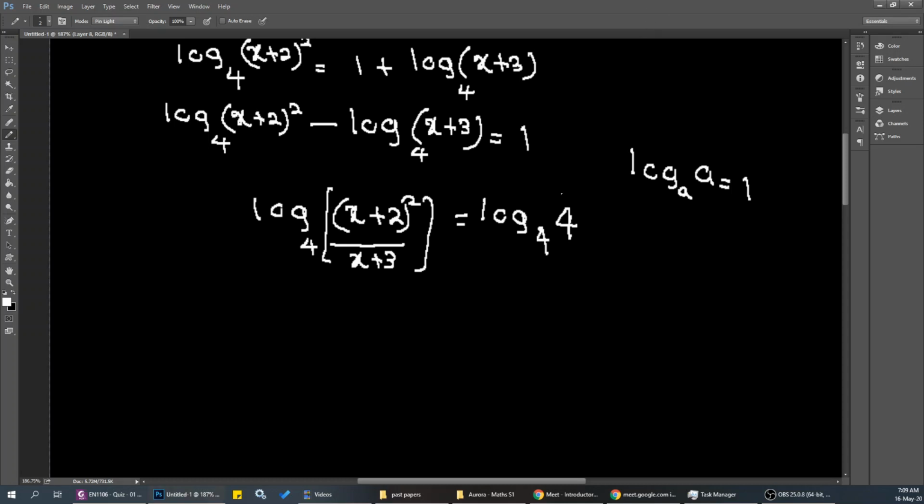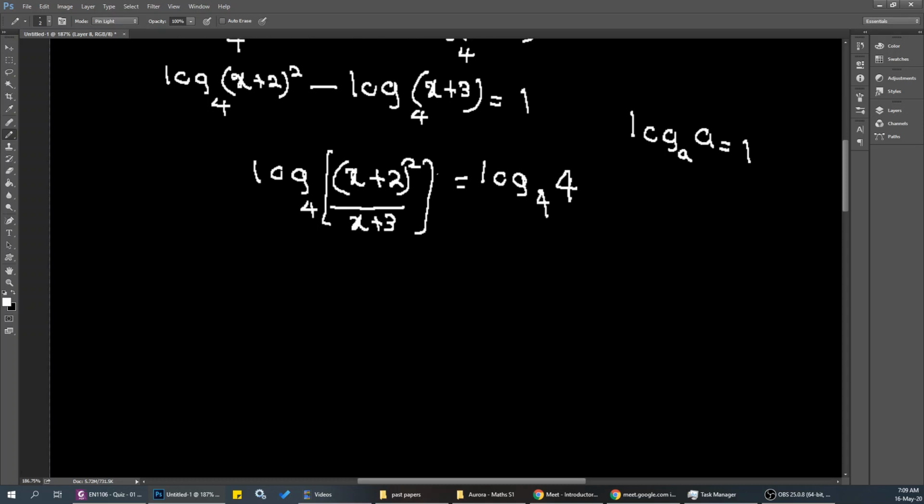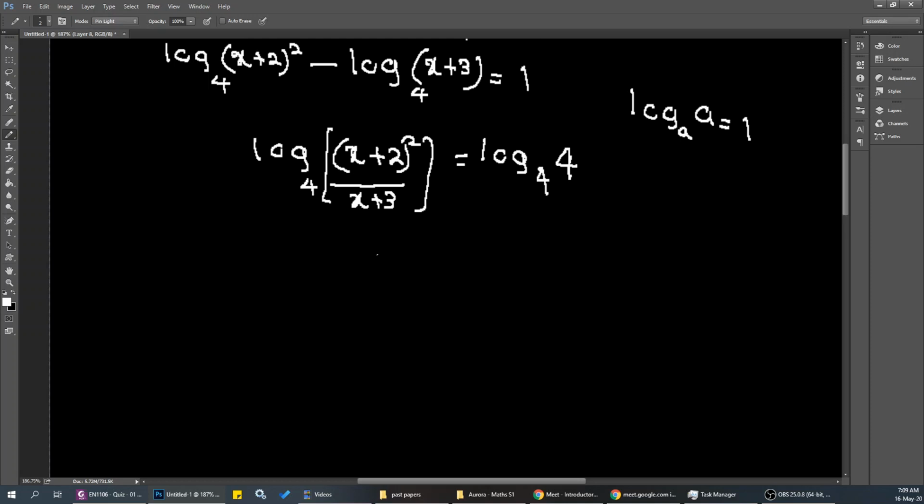You see that now we have logarithms on both sides of the equation symbol. When we have something like this, we can forget the logarithm part, because remember that we have the same base. That is why we are neglecting the logarithm part, because we have 4 as the base on both sides of the equation. So we can write it as (x plus 2) to the power 2 over x plus 3 equals 4. I hope you understood what I did there.